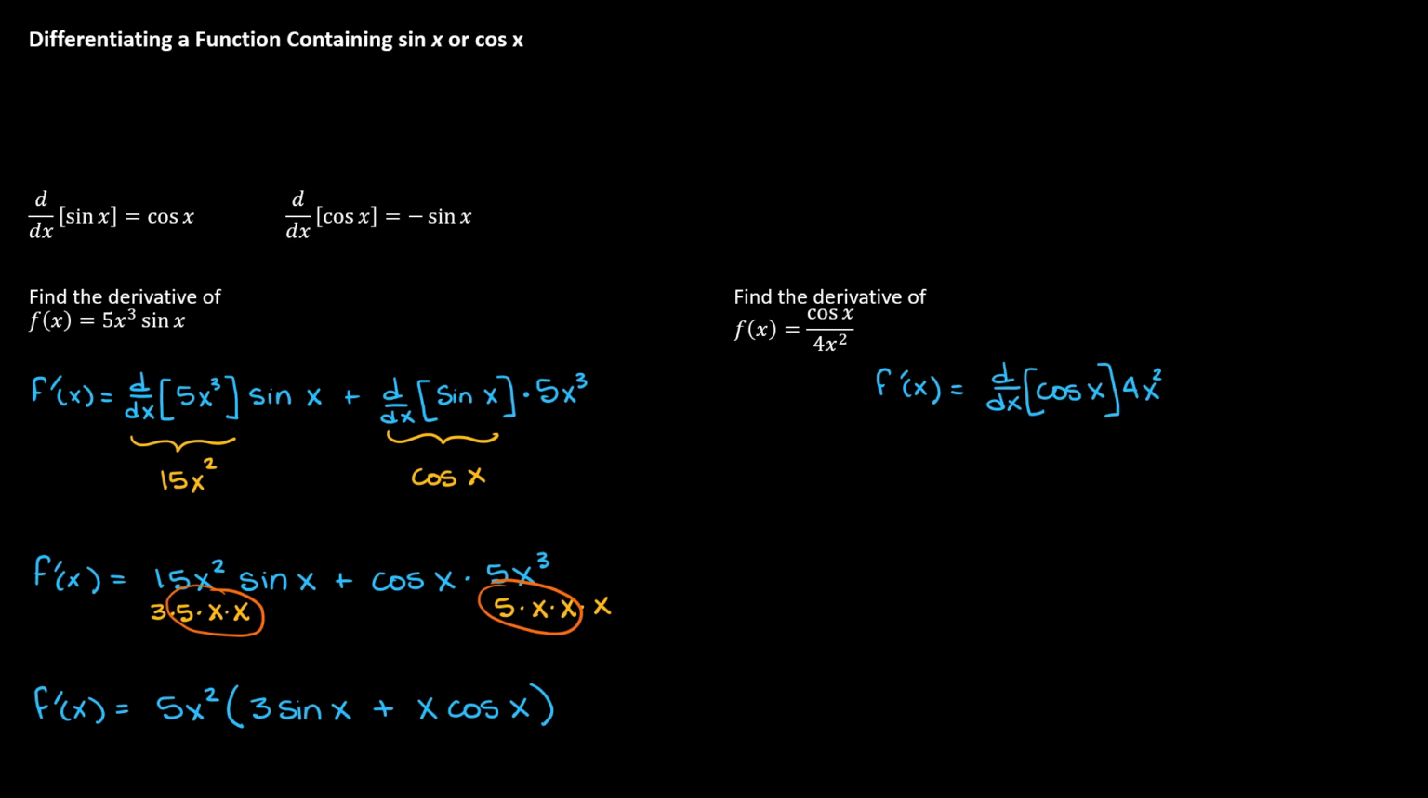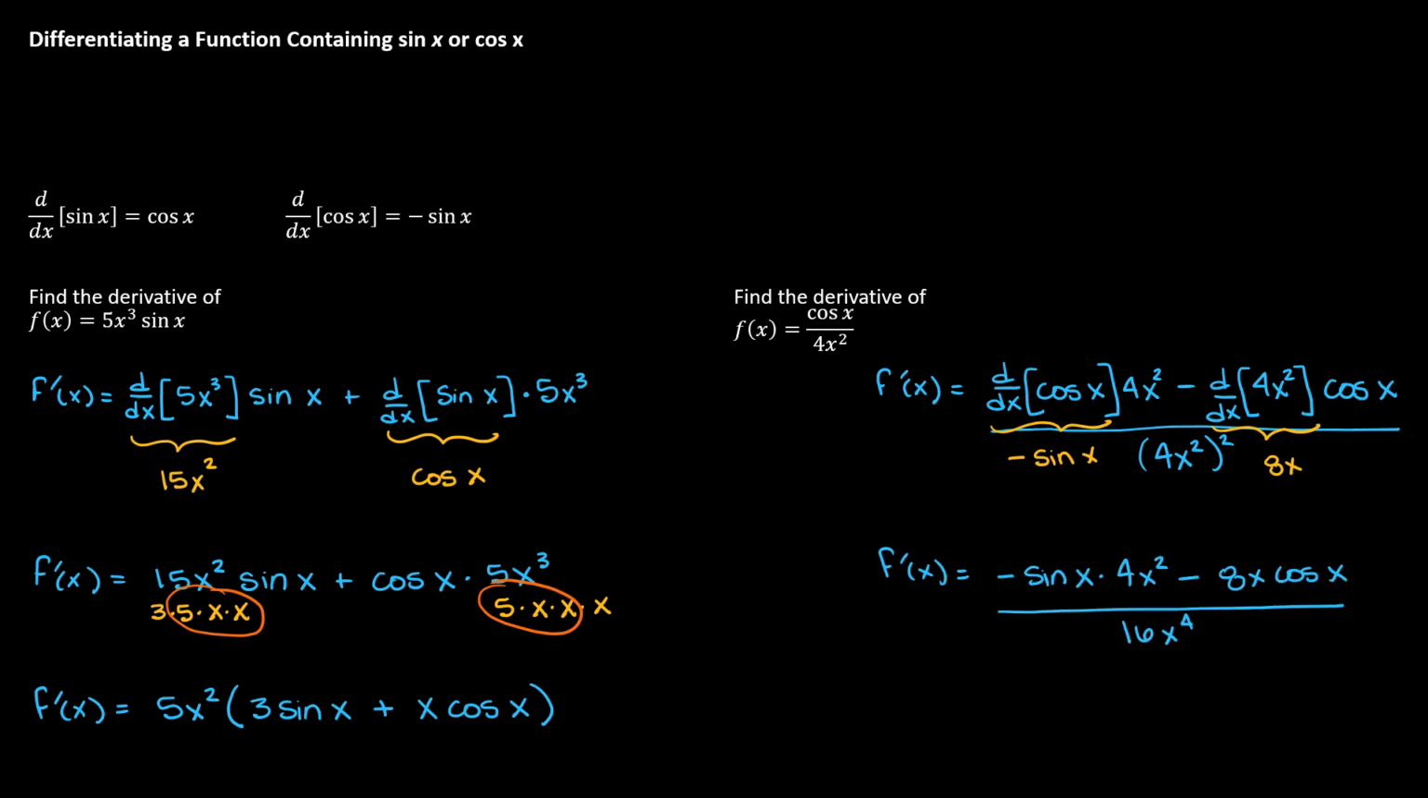To find f prime for this function, I will do the derivative of my top function times the bottom function minus the derivative of the bottom function multiplied to the top function, and then that whole thing is divided by my bottom function squared. So the 4x squared gets squared again. Evaluating each of our derivatives and then rewriting our entire expression, we'll have negative sine x times 4x squared minus 8x times cosine x, all divided by 16x to the fourth power.